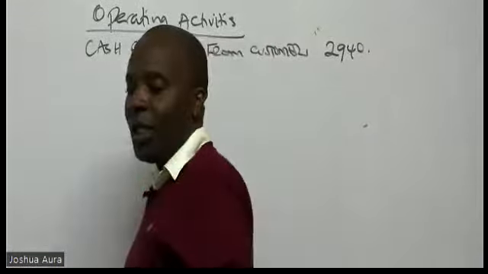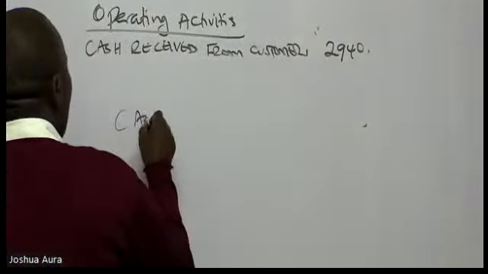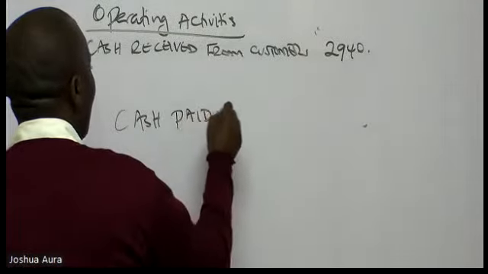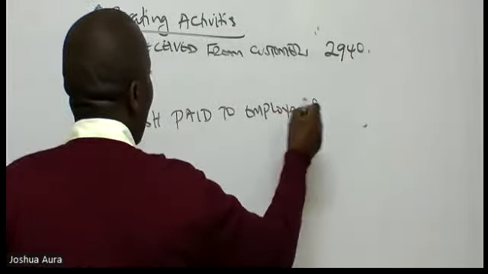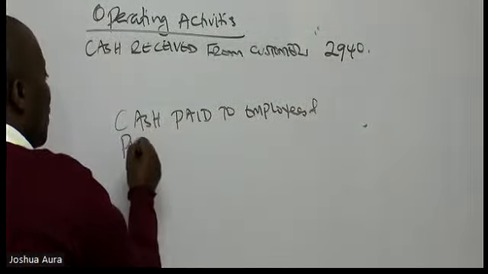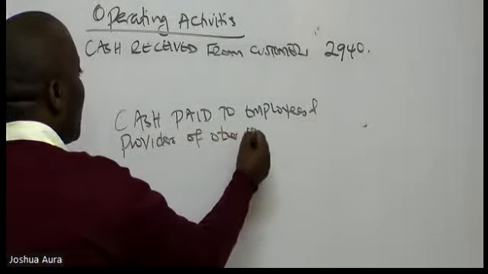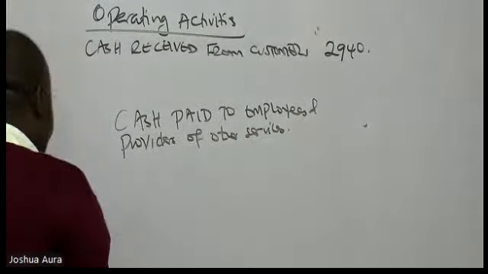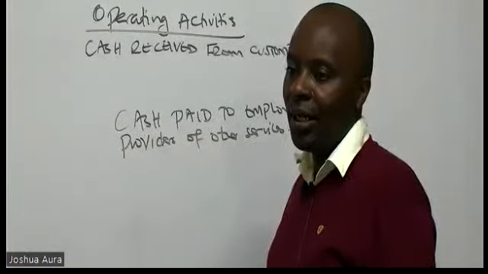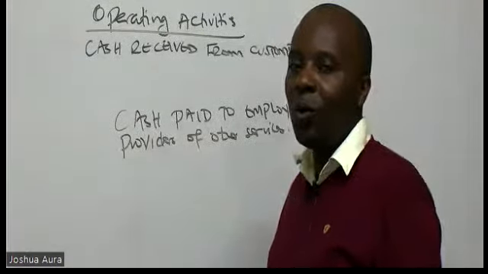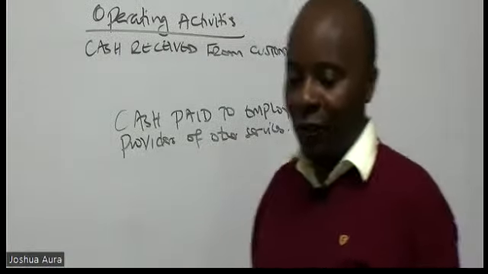What you need to do is simply come here, ladies and gentlemen, and give me some title there about cash paid to employees and providers of other services, and of course facilities, things like rent, etc. So cash paid to employees and providers of other services stroke facilities.